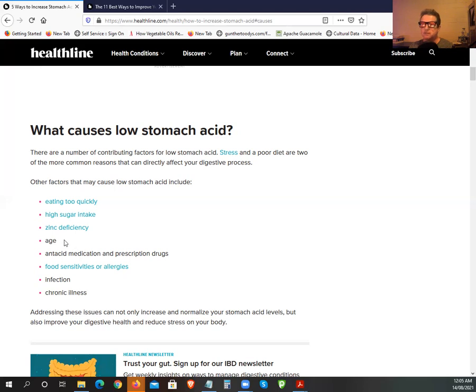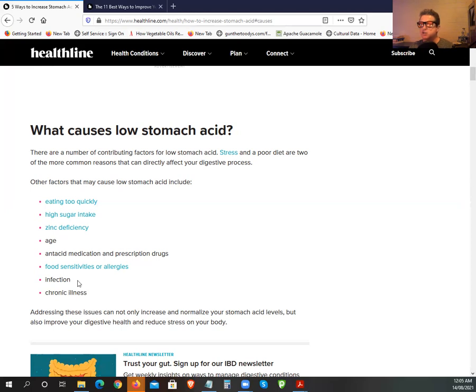Age? Well, most older people nowadays are living in nursing homes, disconnected from family members, consuming heaps of kibble. So that doesn't surprise me. Antacid medication and prescription drugs: surprise, surprise. Food sensitivities or allergies: that's a downstream effect rather than a direct cause.